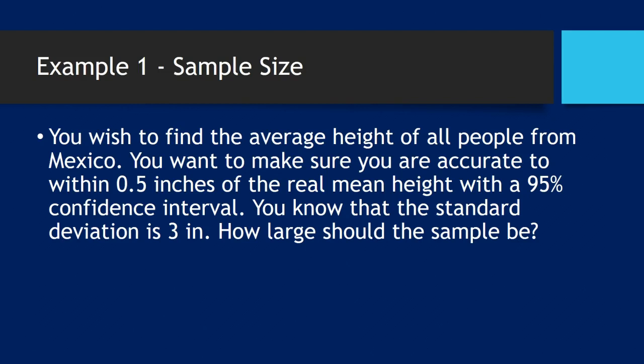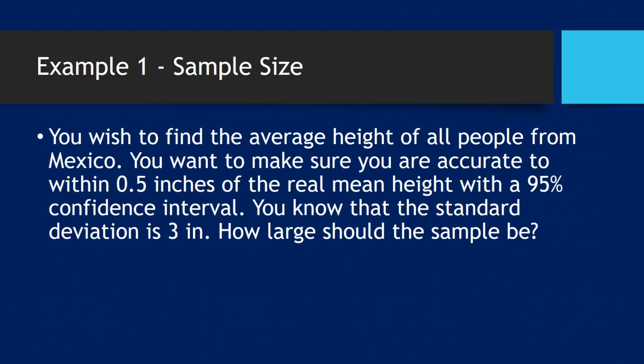Now, this says we know the standard deviation is going to be 3 inches. Now, how do we know the standard deviation is going to be 3 inches? Maybe it came from a previous study. Maybe, who knows where it came from? Maybe we know that's the standard deviation for people in the US. But we'll assume that we know the standard deviation is 3 inches.